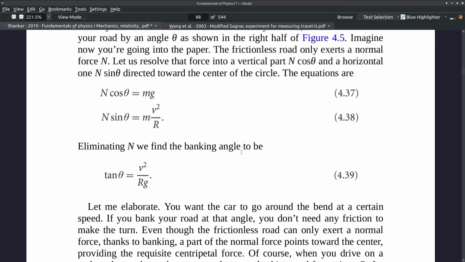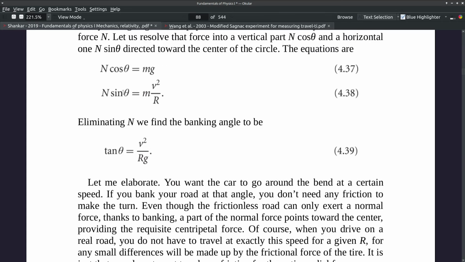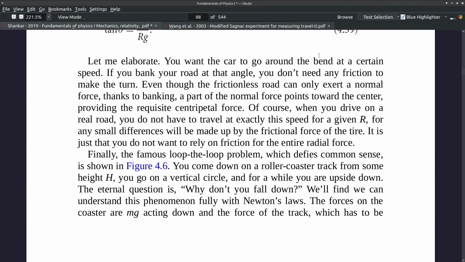The equations are N cosine theta equals mg, 4.37, and then N sine theta equals m times v squared divided by r, 4.38. Eliminating N, we find the banking angle to be tangent theta equals v squared divided by rg. Let me elaborate. You want the car to go around the bend at a certain speed. If you bank your road at that angle, you don't need any friction to make the turn. Even though the frictionless road can only exert a normal force, thanks to banking, a part of the normal force points towards the center, providing the requisite centripetal force.